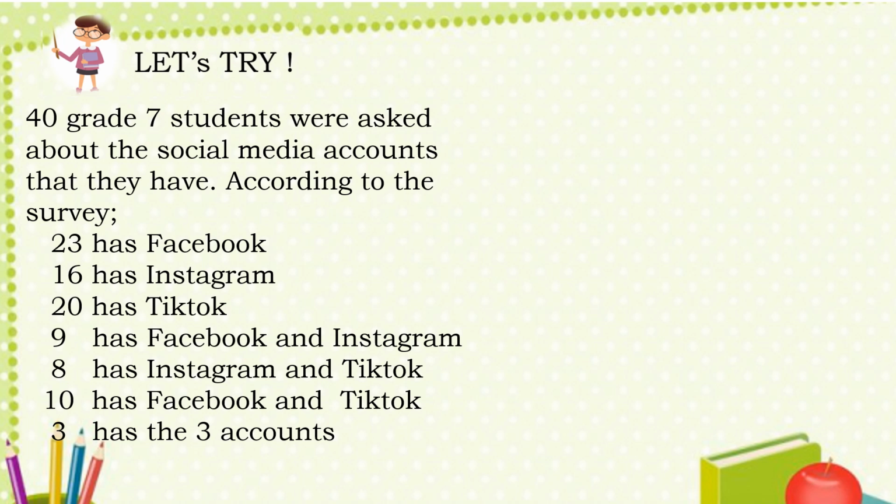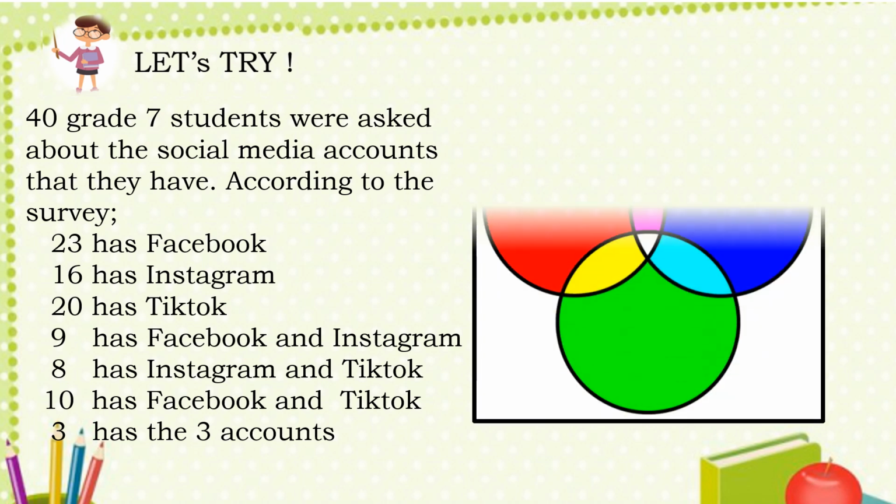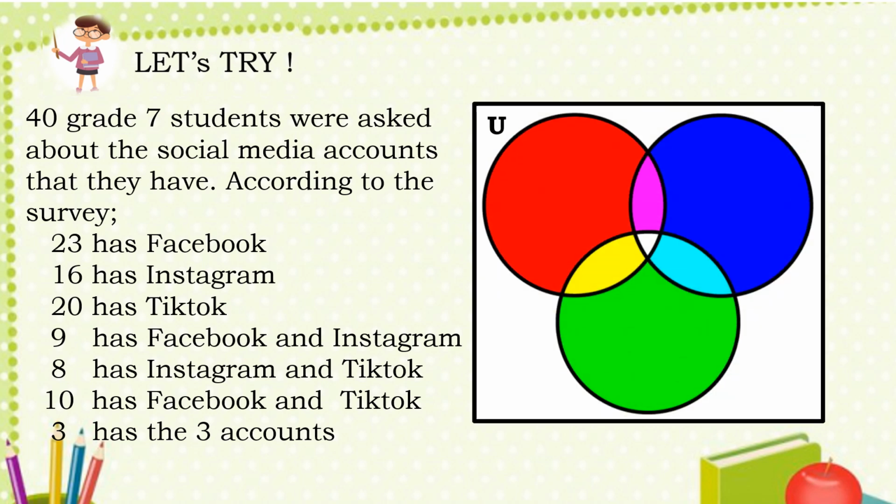First step, we have to construct a 3 circles Venn diagram because we have 3 variables involved, and that is Facebook, Instagram, and TikTok. And we have to write or indicate Facebook, Instagram, and TikTok in the circle. Let's start from the intersection of the 3. In this problem, 3 has the 3 accounts, meaning 3 has Facebook, Instagram, and TikTok. And the intersection of the 3 part is here. So write 3 since 3 has the 3 accounts. Okay?